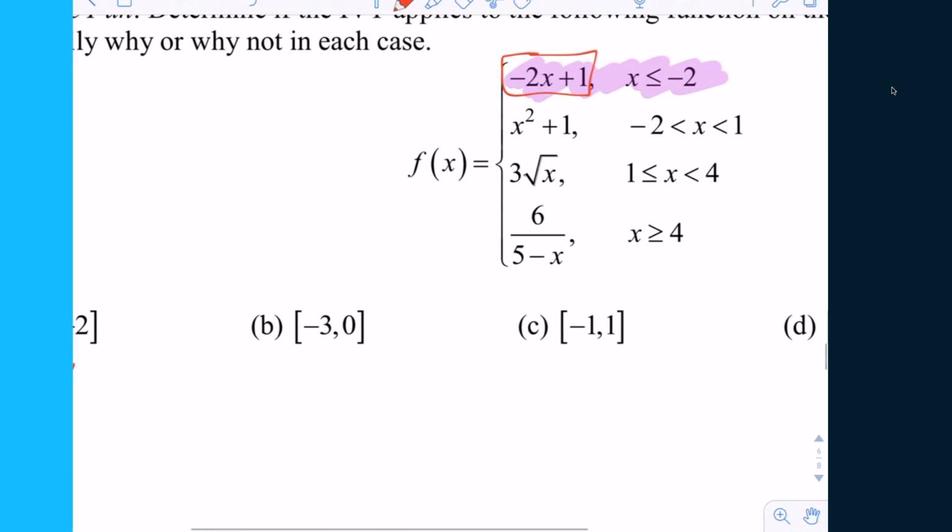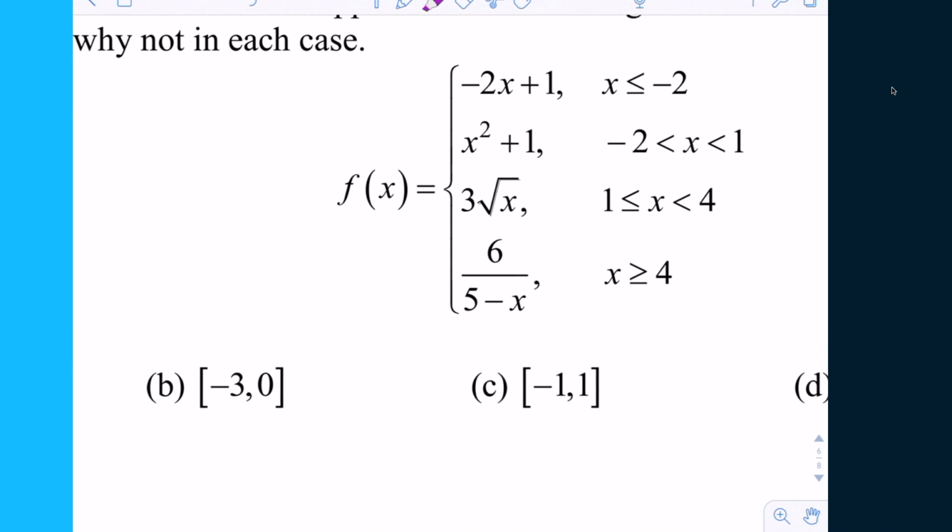All right, how about from -3 to 0? -3 to 0 now spans two different pieces, doesn't it? It starts on this one, but it ends on this one. So let's look at the endpoints first, okay? Is it going to be continuous at the left endpoint, -3? Yes, because it's part of a line. Is it going to be continuous at the right endpoint, 0? Yes, because it's part of the parabola.